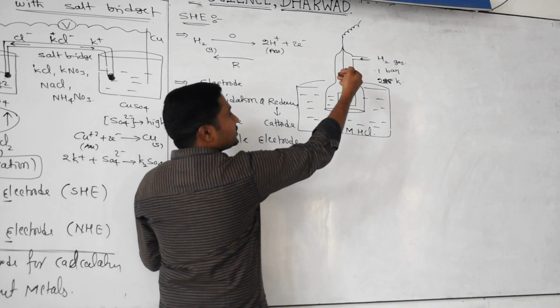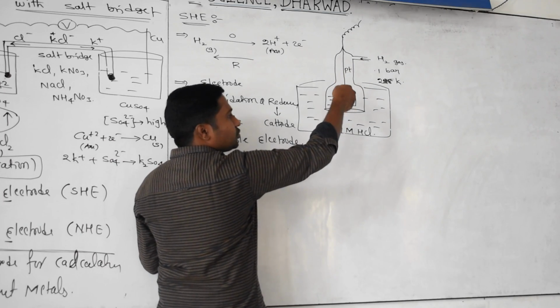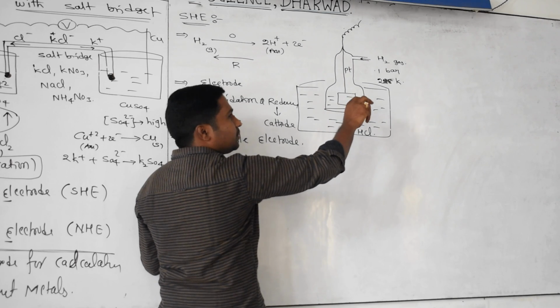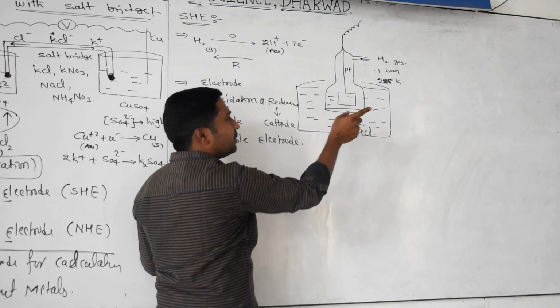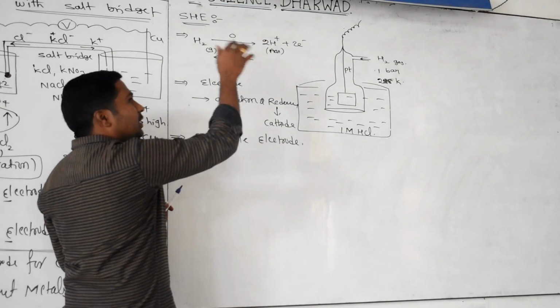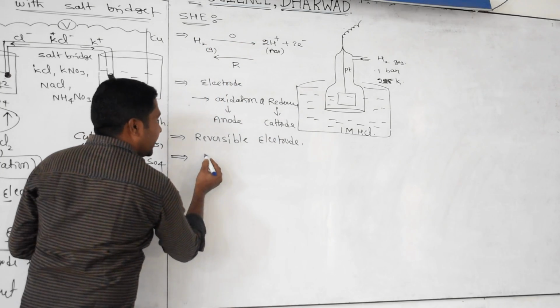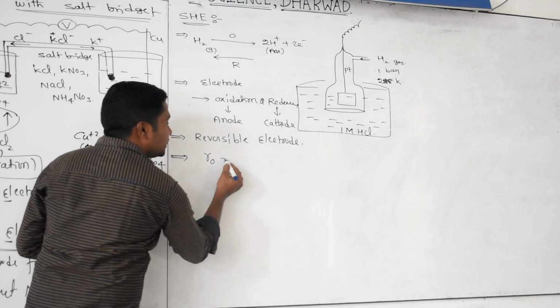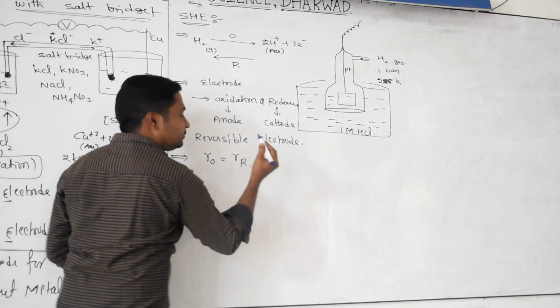So initially we are sending hydrogen gas, it will be dissolving into the HCl. Again those H plus particles will receive the electron and become hydrogen gas. Both oxidation and reduction will be going on. At a particular stage, the rate of oxidation is equal to the rate of reduction.